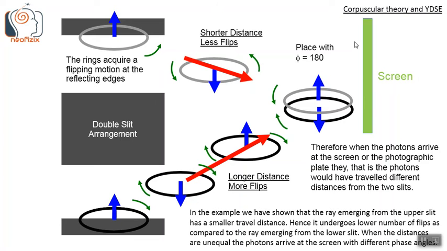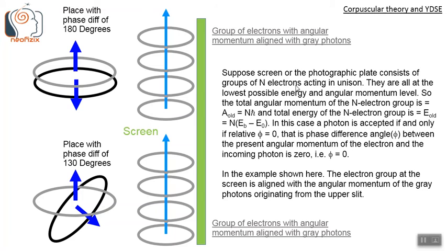So that is basically the photons arriving at the screen or the photographic plate. They would have traveled different distances from the two slits depending on where on the screen they hit. And depending on that, the number of flips will be decided. Suppose the screen or the photographic plate consists of a group of n electrons acting in unison.